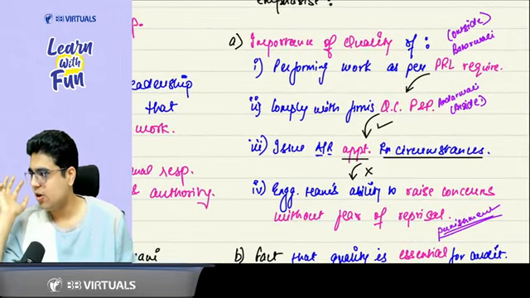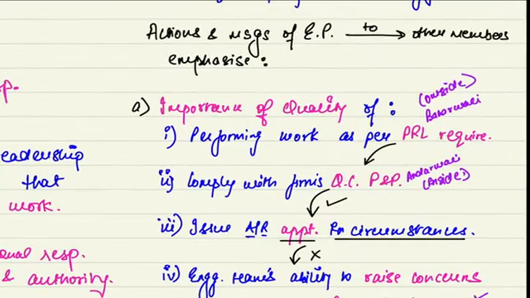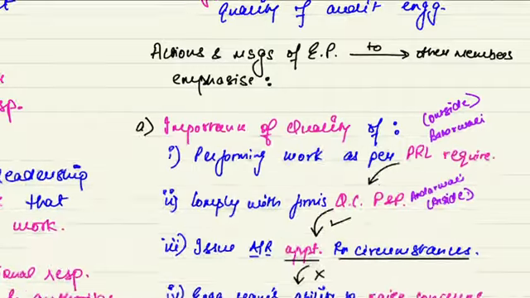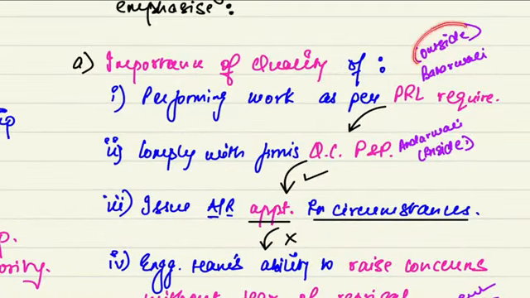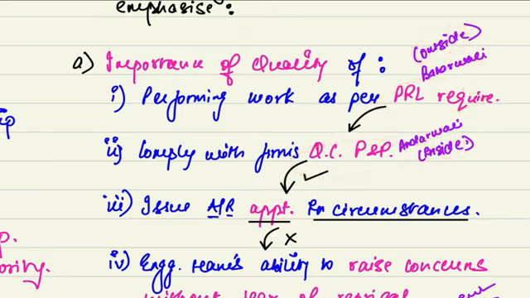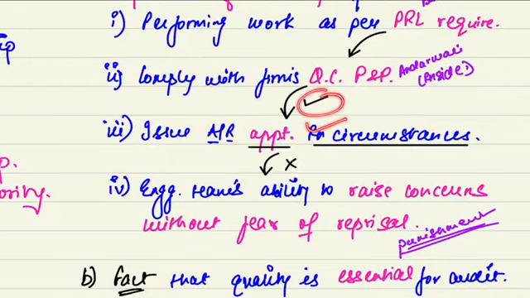So quickly recalling all the 4 points. First of all, who is responsible for audit quality? Engagement partner. How will he ensure the quality work? By complying with outside and inside requirement. In Hindi, we call them bahar wali and andar wali. So ignore that. You need to comply with outside and inside requirement. Outside means PRL requirement. Inside means quality control policies and procedure of the firm. When you comply with both of them, report will be appropriate. And if you don't comply, raise the concerns without any fear of reprisal.